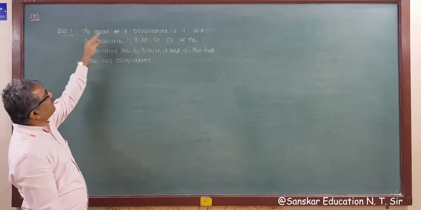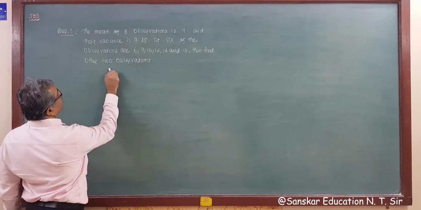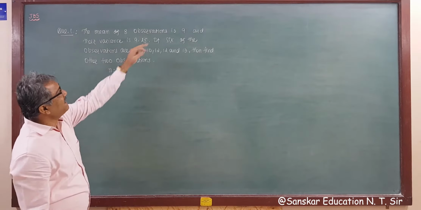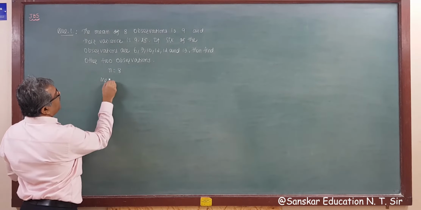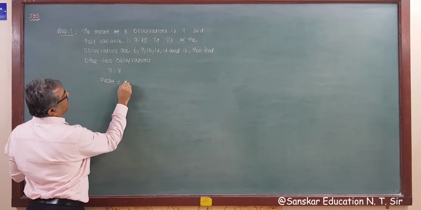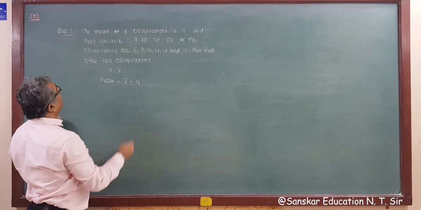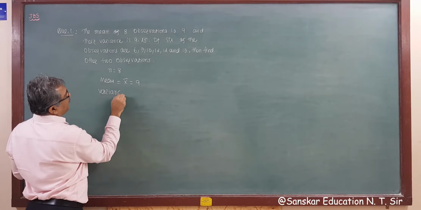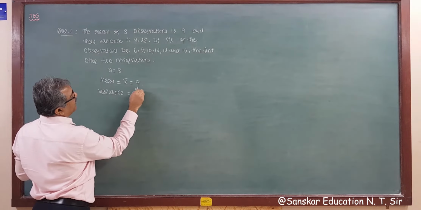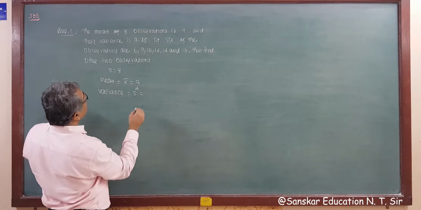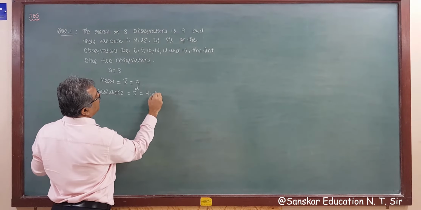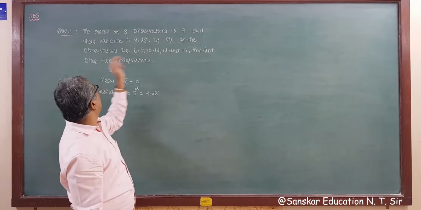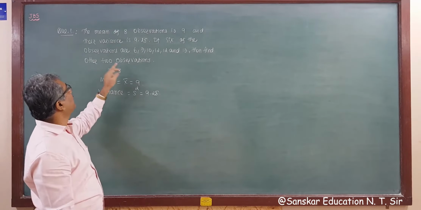So first of all, the mean of 8 observations. So here n is given 8, right? Mean is 9. So mean, that is x bar, is equal to 9, and the variance, so variance is equal to s square is 9.25, right? If 6 of the observations are this, then find the other 2 observations.